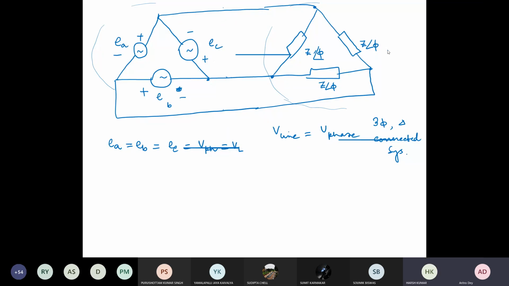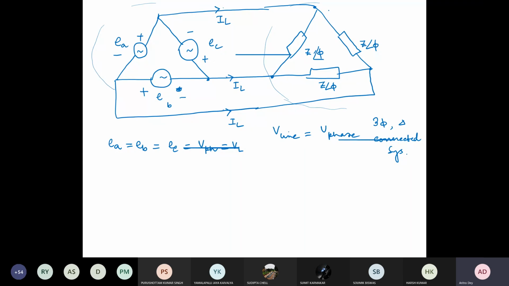Okay, now we should take this load as drawing line current, because we are taking a balanced three phase load which is delta connected. It will draw the same line current, otherwise this line current will change.